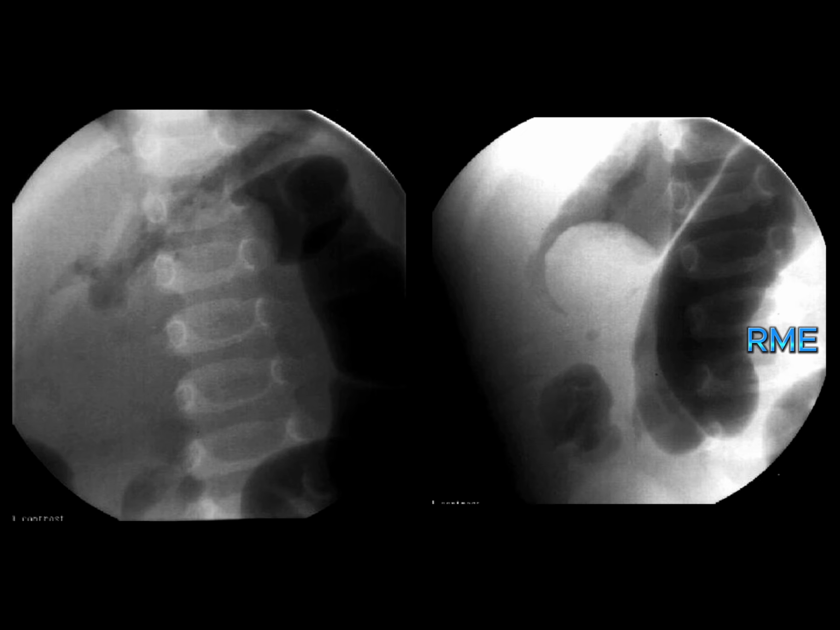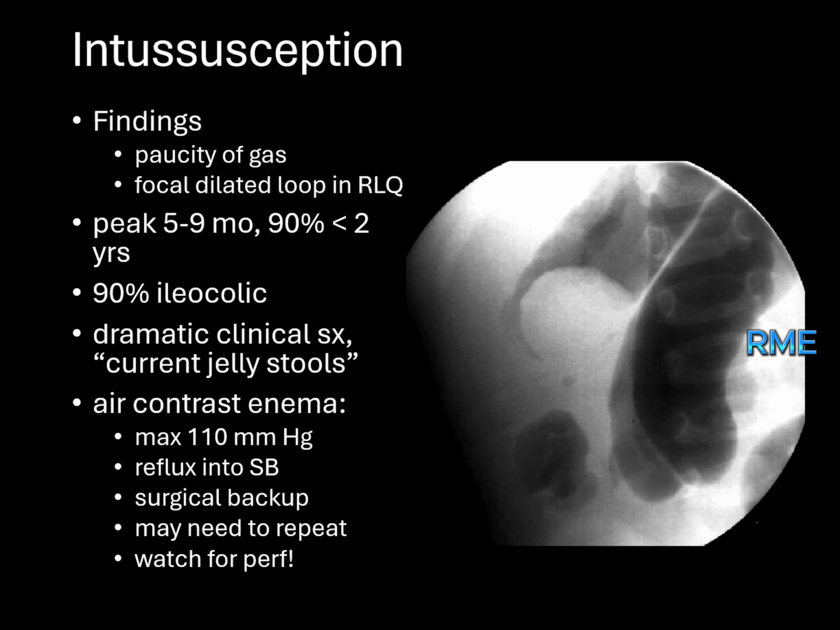Differential diagnoses include other causes of bowel obstruction. To further evaluate, an air contrast enema is diagnostic and therapeutic. Management involves performing the air contrast enema under fluoroscopic guidance, with surgical backup in case of perforation. Let's move to the next case.